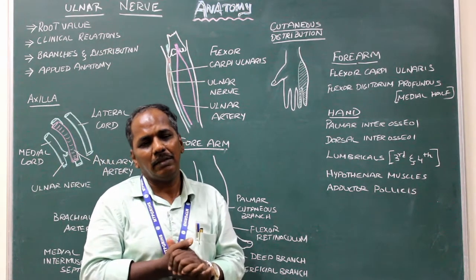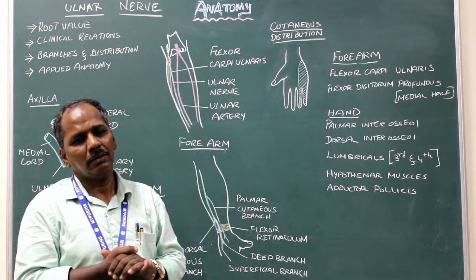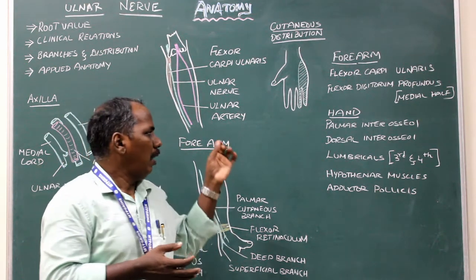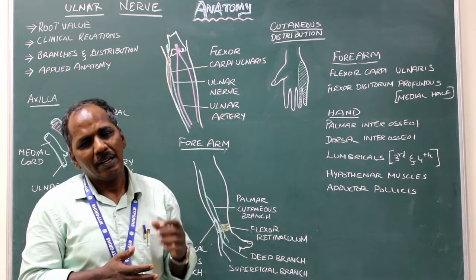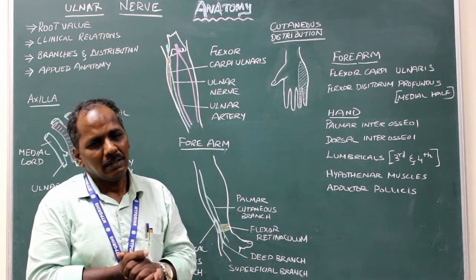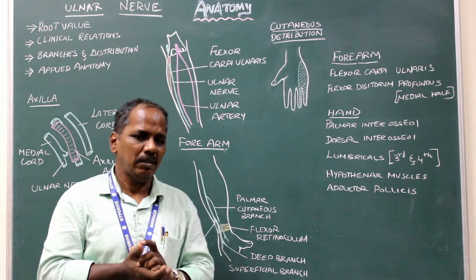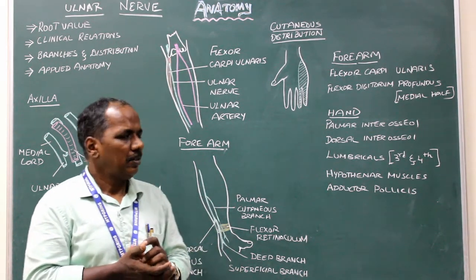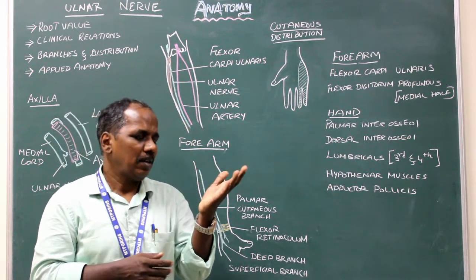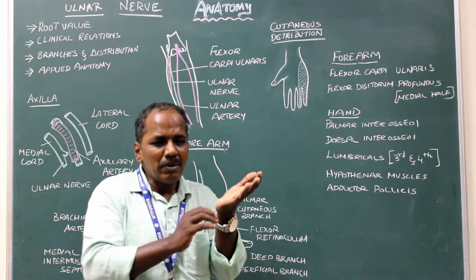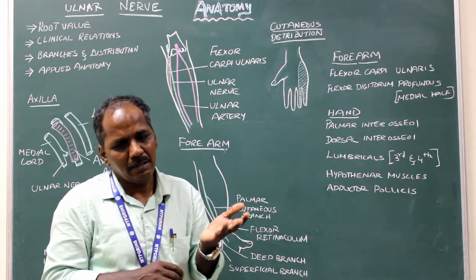Applied anatomy. Injury to the ulnar nerve results in claw hand. Claw hand is a condition in which the medial 2 lumbricals are paralyzed.